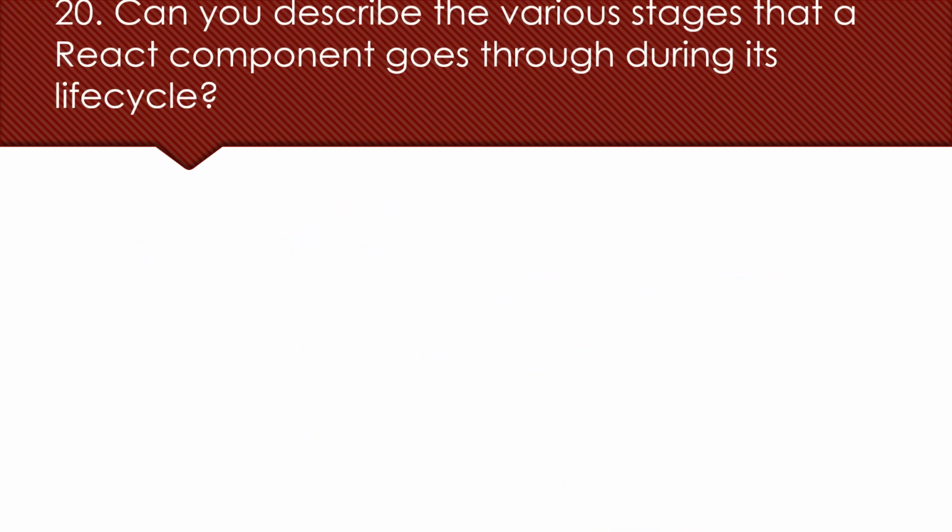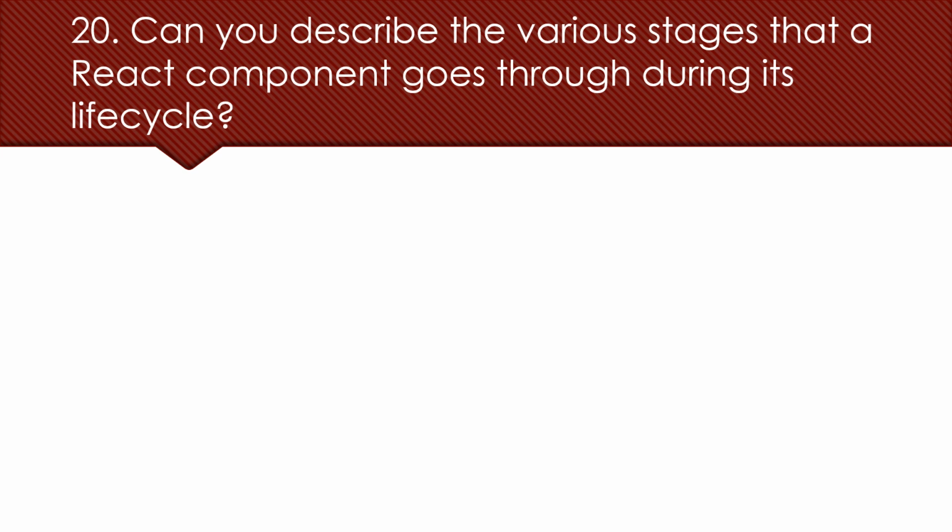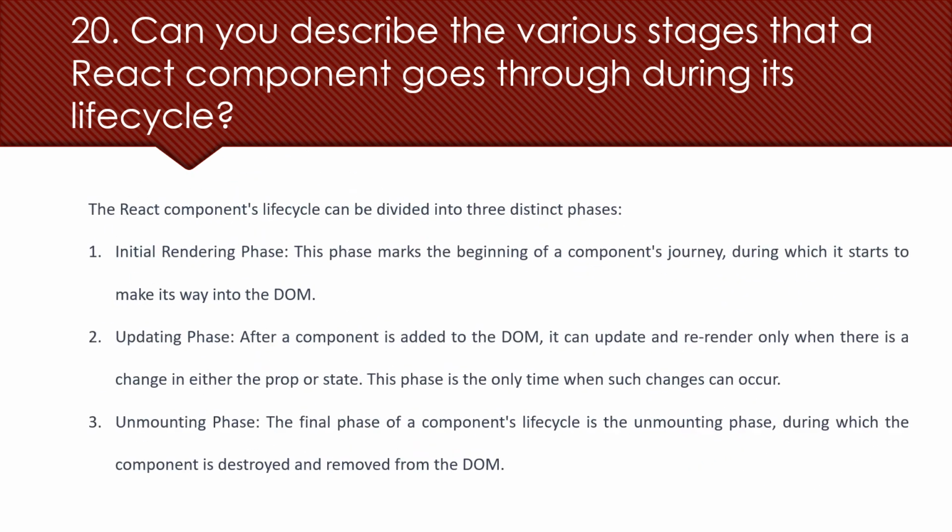So the question number 20. Can you describe the various stages that a React component goes through during its life cycle? So basically the question is related to the component's life cycle for React. The React component's life cycle can be divided into three distinct phases: initial rendering phase, updating phase, and unmounting phase.